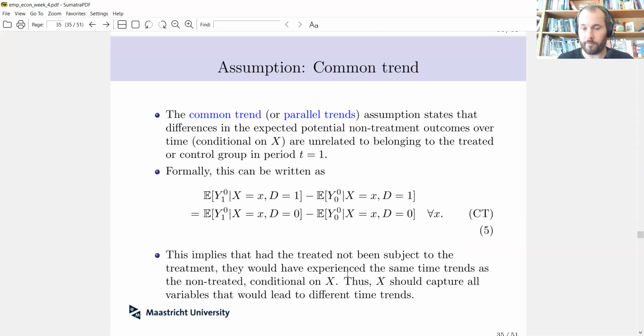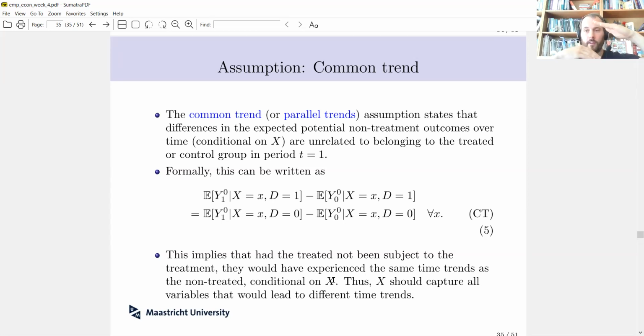And again, as we've seen already in the randomized experiment, we have to condition on all the X variables such that the common trends assumption is plausible. So for instance, if the IT people benefit more from a growing economy than the construction guys, the trends would be differential. So these people would go up in a different trend than these people. Therefore, you have to condition on the sector of employment.